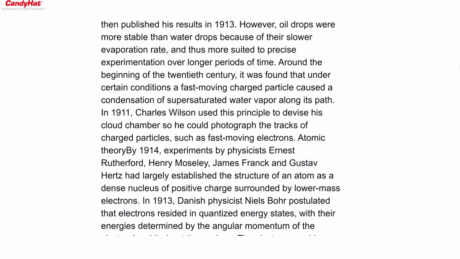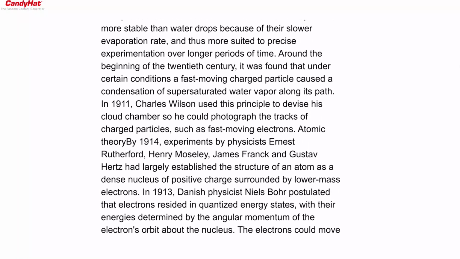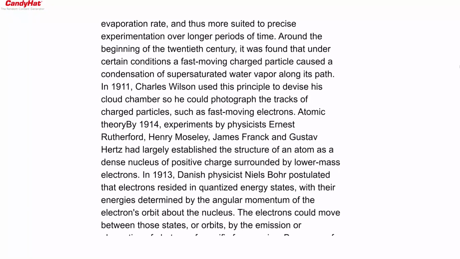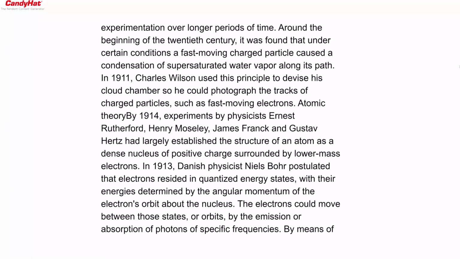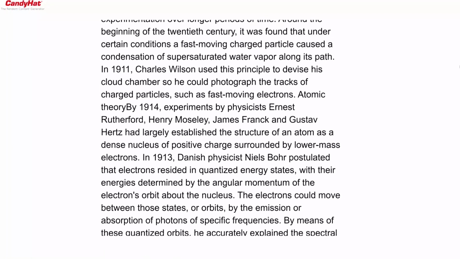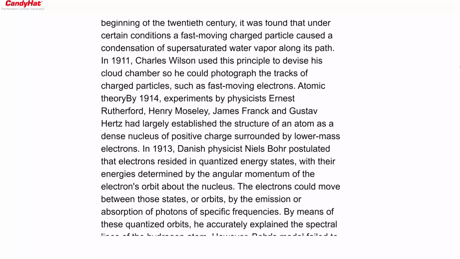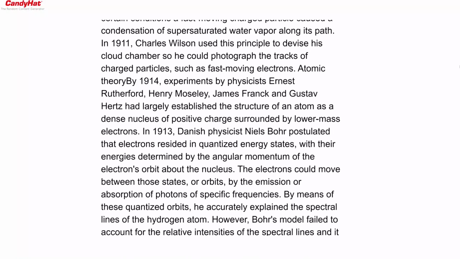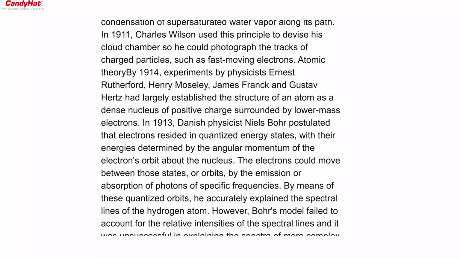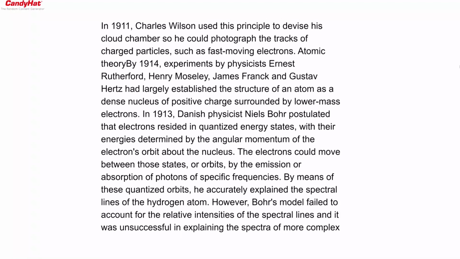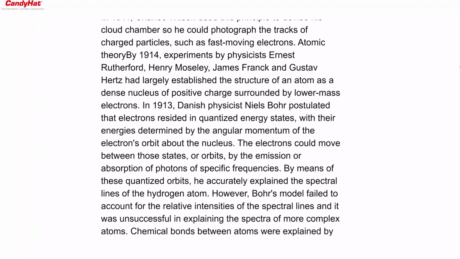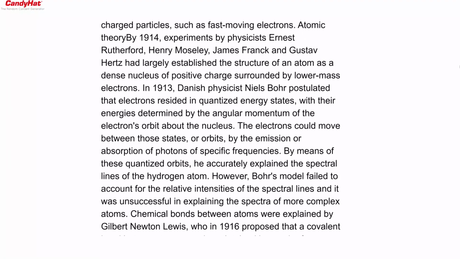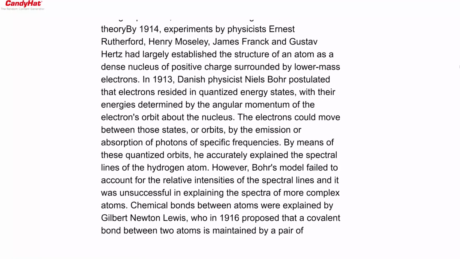In 1913, Danish physicist Niels Bohr postulated that electrons resided in quantized energy states, with their energies determined by the angular momentum of the electron's orbit about the nucleus. The electrons could move between those states, or orbits, by the emission or absorption of photons of specific frequencies. By means of these quantized orbits, he accurately explained the spectral lines of the hydrogen atom. However, Bohr's model failed to account for the relative intensities of the spectral lines, and it was unsuccessful in explaining the spectra of more complex atoms.